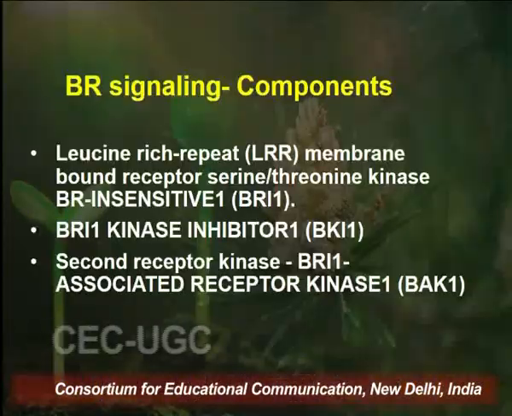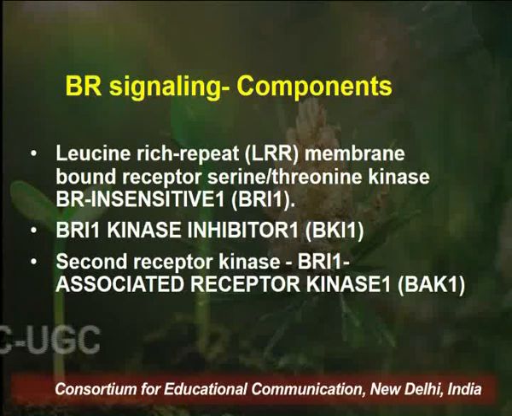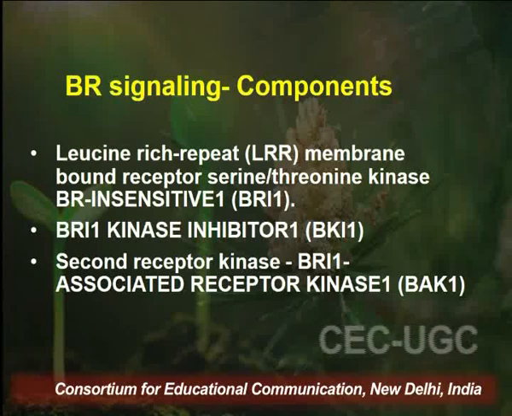Second component is the BRI1 kinase inhibitor or BKI1. Third is another receptor kinase, BRI1 associated receptor kinase or BAK1. This is another protein or receptor molecule that is present on the membrane of the plant, and as soon as the brassinosteroid molecule attaches with the BRI1 receptor, the BAK1 gets stimulated and they become active, and they further carry forward the signaling pathway, as we will discuss further in the diagram.